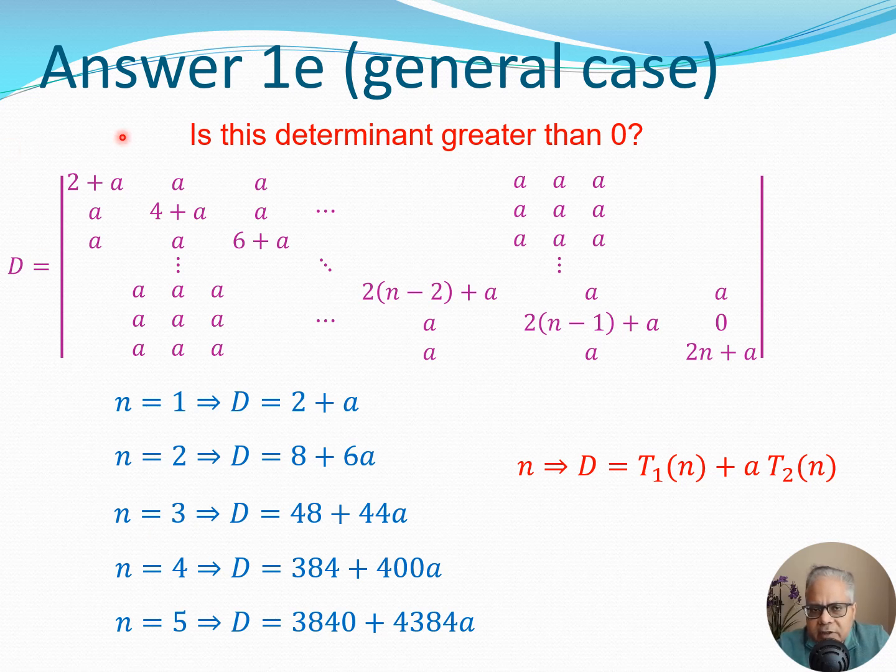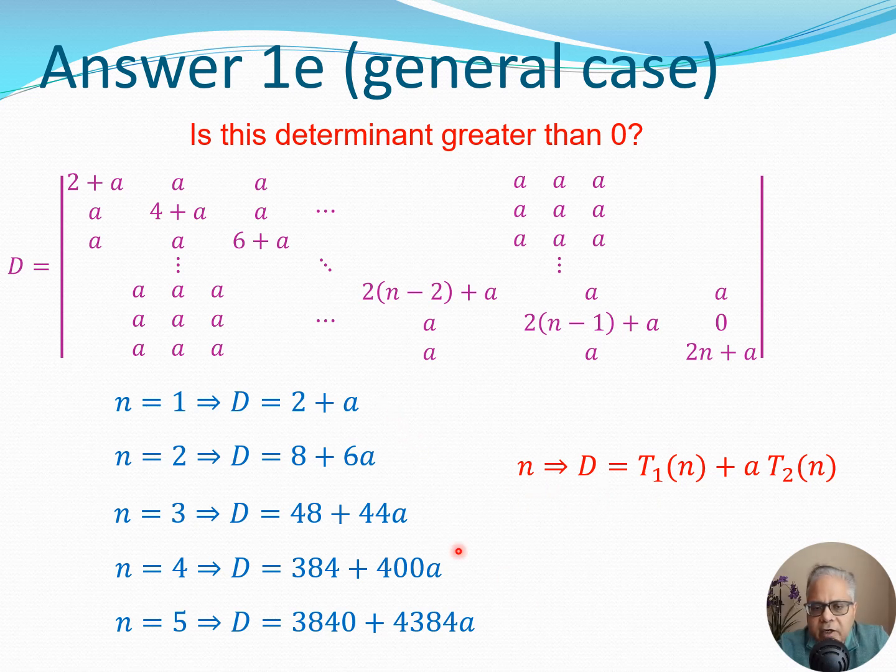So let us summarize till now what we have learned. We were trying to figure out if this particular determinant is greater than 0, and we checked out the cases of n is 1 to 5, and all these of course satisfied the cases of the determinant being greater than 0. But I would like to actually find a general term here, that is, given any value n, I should be able to get the value of d.